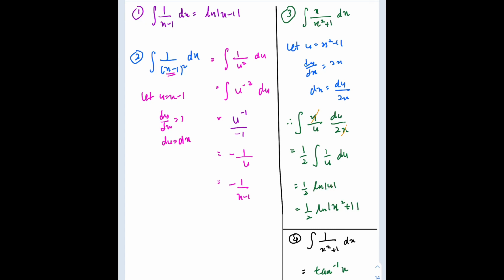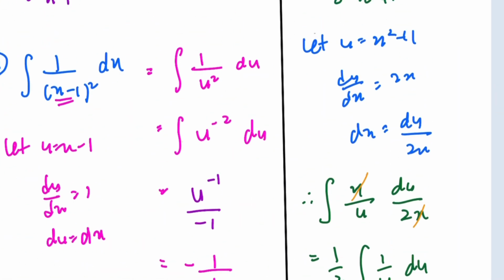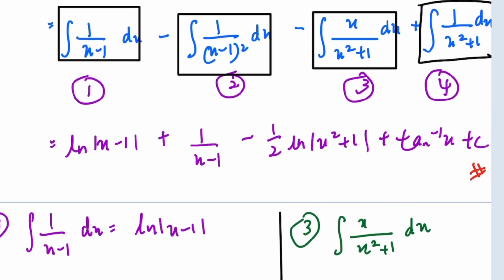And finally, for number 4, this is integrate 1 over x squared plus 1 dx. So you can just look at your formula list. This is equal to inverse tangent x. Therefore, let's substitute all of the answers here. Number 1, this is the answer for number 2. So be careful, the answer for number 2 is negative. So negative, negative is positive. So this is the answer for number 3. Fill this in. And for number 4, your answer is inverse tangent x. And don't forget to write plus c. Therefore, this is your final answer for example 4.